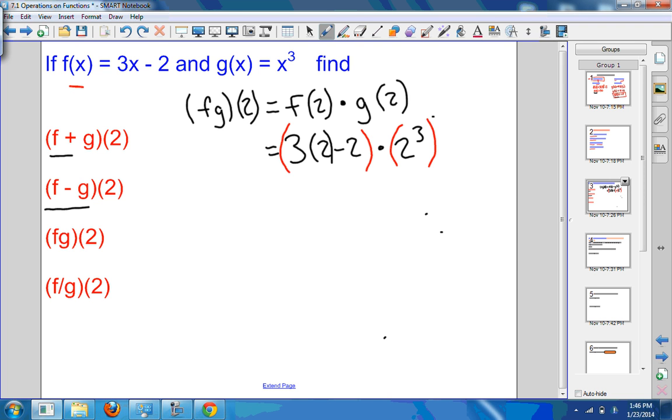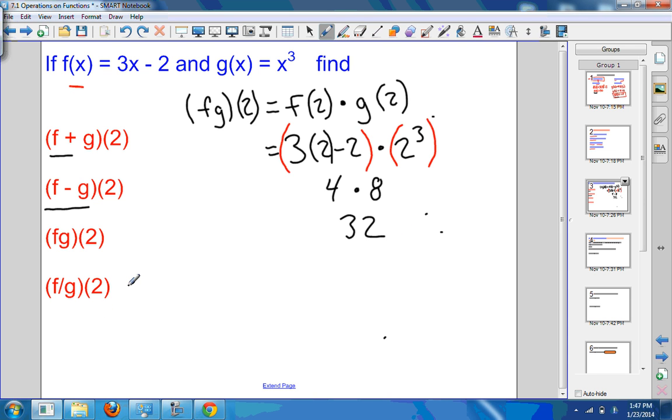So if I work this down, 3 times 2 is 6. 6 minus 2 is 4, times 2 times 3, 8, and we get 32. All right? The same deal with my division. It's going to be the same thing.